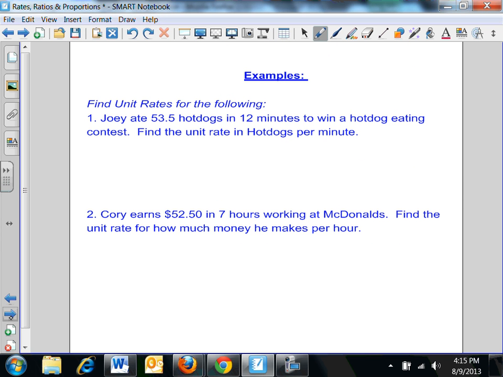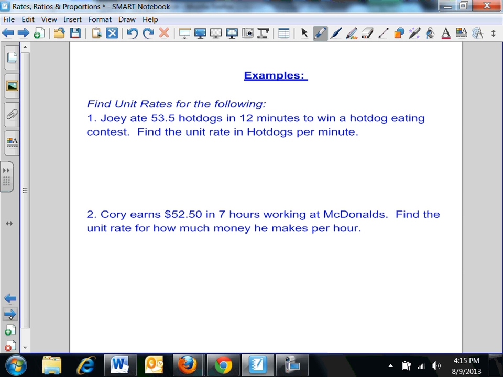Alright, so pause these slides whenever you come to examples and read over them before we do them together. Okay? The first two examples are finding unit rates for the following. So the first one is this: Joey ate 53 and a half hot dogs in 12 minutes to win a hot dog eating contest. Find the unit rate in hot dogs per minute.